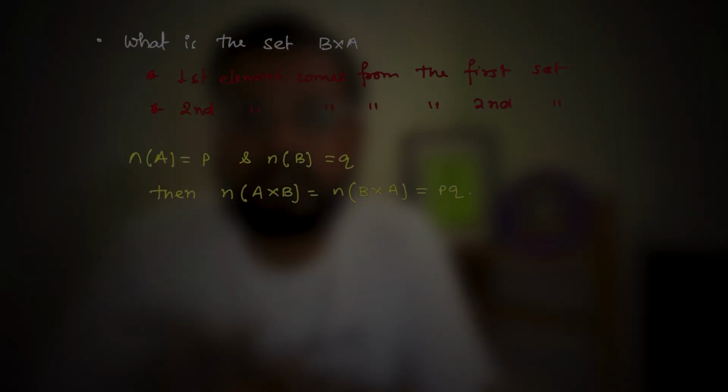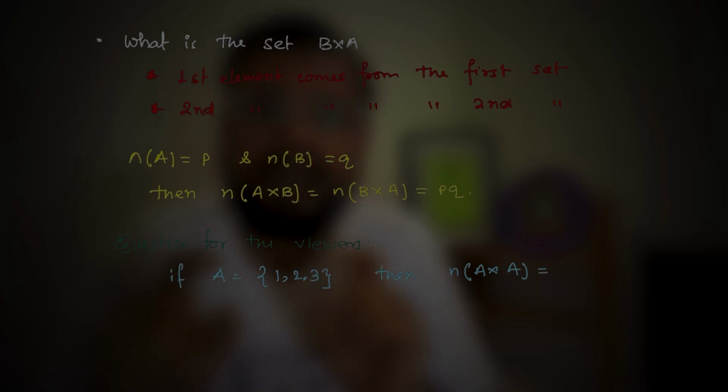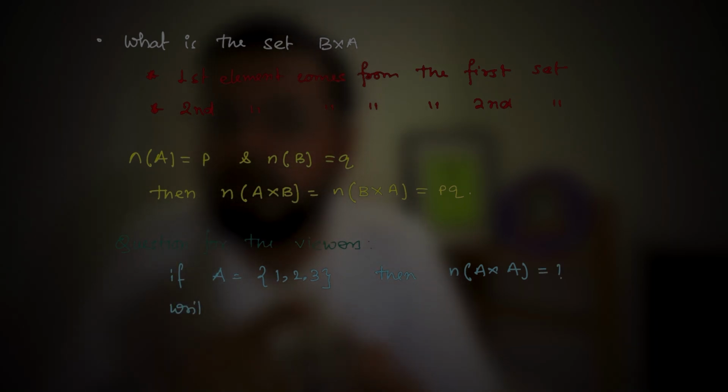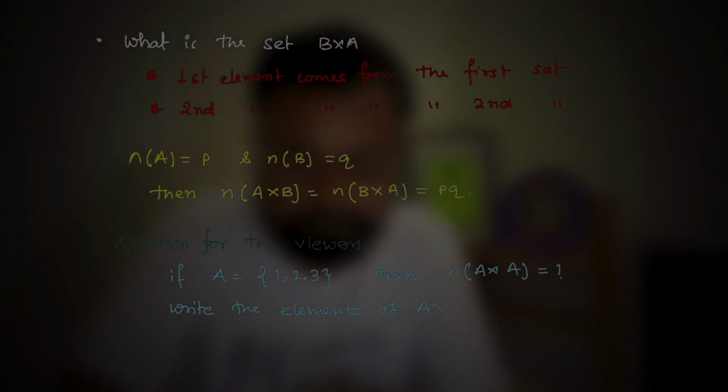Now there's a question for the viewers: if A is a set having 3 elements in it, then what will be the number of elements in the set A cross A itself? And I also want you to write down all the elements of A cross A in the comment.